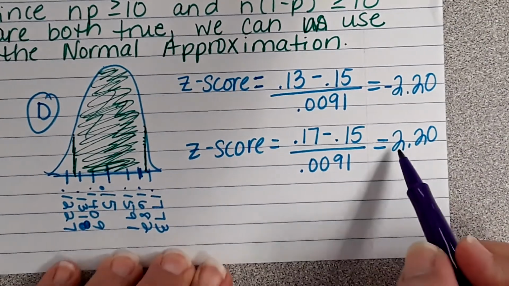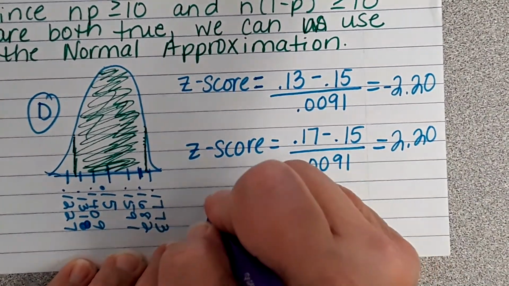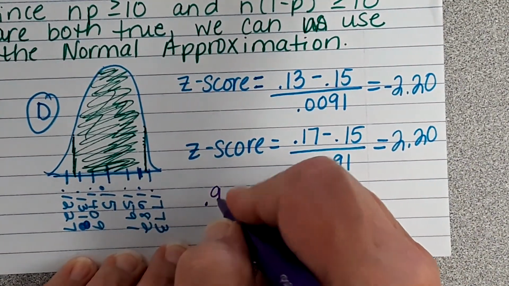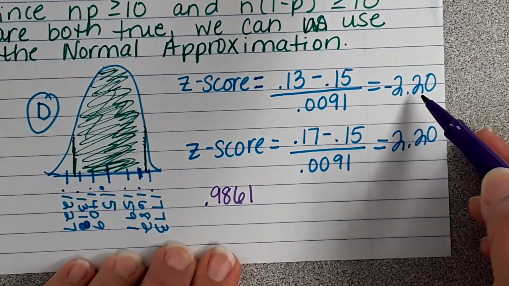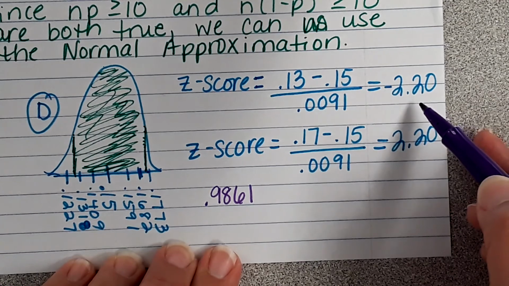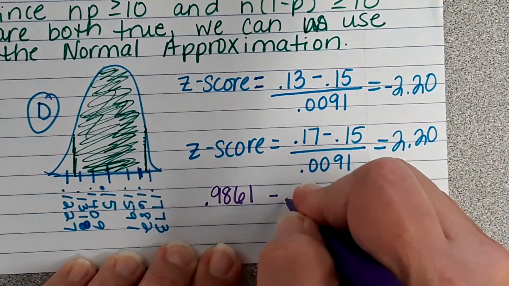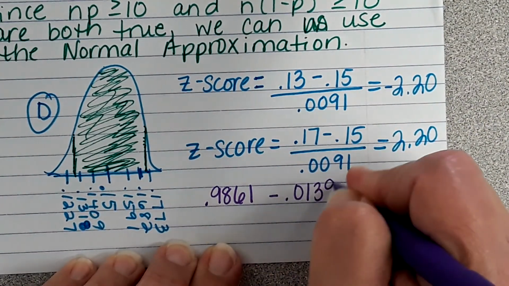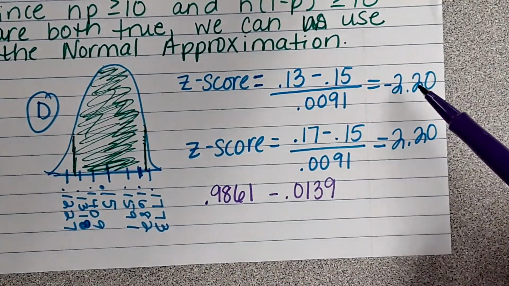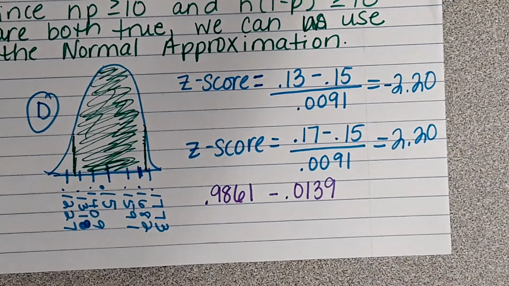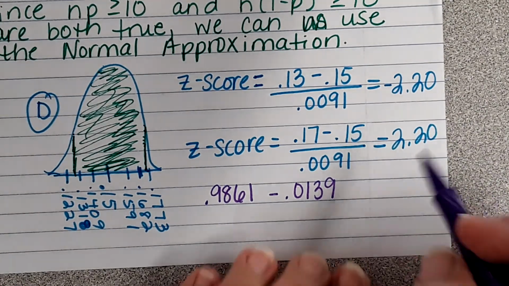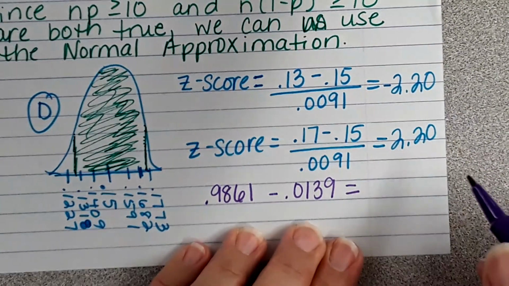So the area of the positive z-score is 0.9, what did you say? 0.9861. Okay, and then what is the area of the negative z-score? So we're going to subtract them. So we found the z-score, I found the area for both of these. But I want to subtract it because it's between. So what is the total area that's shaded in?